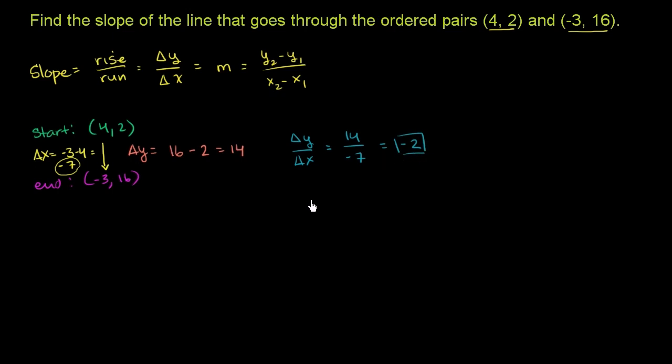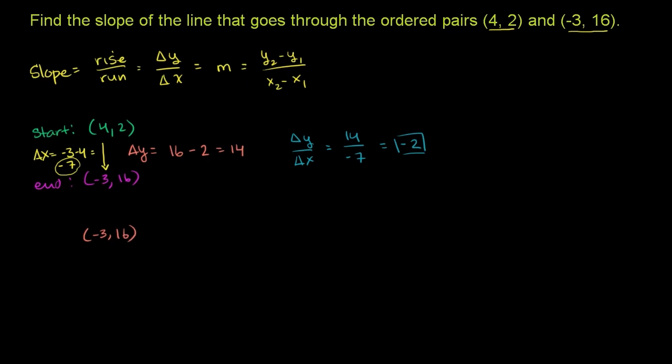Now what I want to show you is that we could have done it the other way around. We could have made this the starting point and this the end point. And what we would have gotten is the negative values of each of these, but then they would have cancelled out and we would still get -2. Let's try it out. So let's say that our start point was (-3, 16).